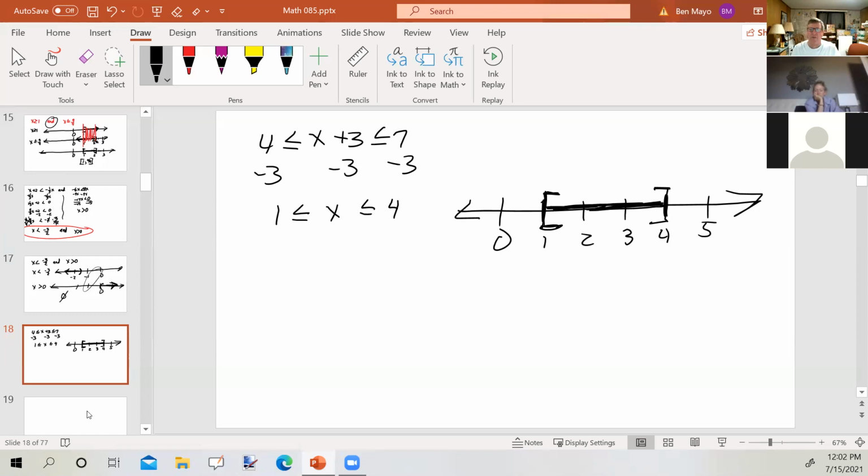Which reminds me of another thing back in WebAssign when you're graphing these inequalities. Look at the menu. There's ways to click on the bracket and the parentheses and the arrows and all that. So be careful with it. Make sure you learn how to get used to that. Okay. How would that look in interval notation? Like that. Everything between 1 and 4 inclusive. Any questions about this example?